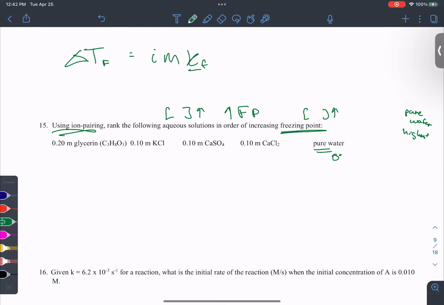All right, so KF is the constant for freezing point depression. It's the same value for all of these. So what we actually want to inspect is the product between I and M, molality. I give you molality in all of these. What is I, you recall? Van 't Hoff factor. It's the amount of actual ions that dissolve in solution. So you need to think about electrolyte character. Is it a non-electrolyte or a strong electrolyte? That will tell you what I is.